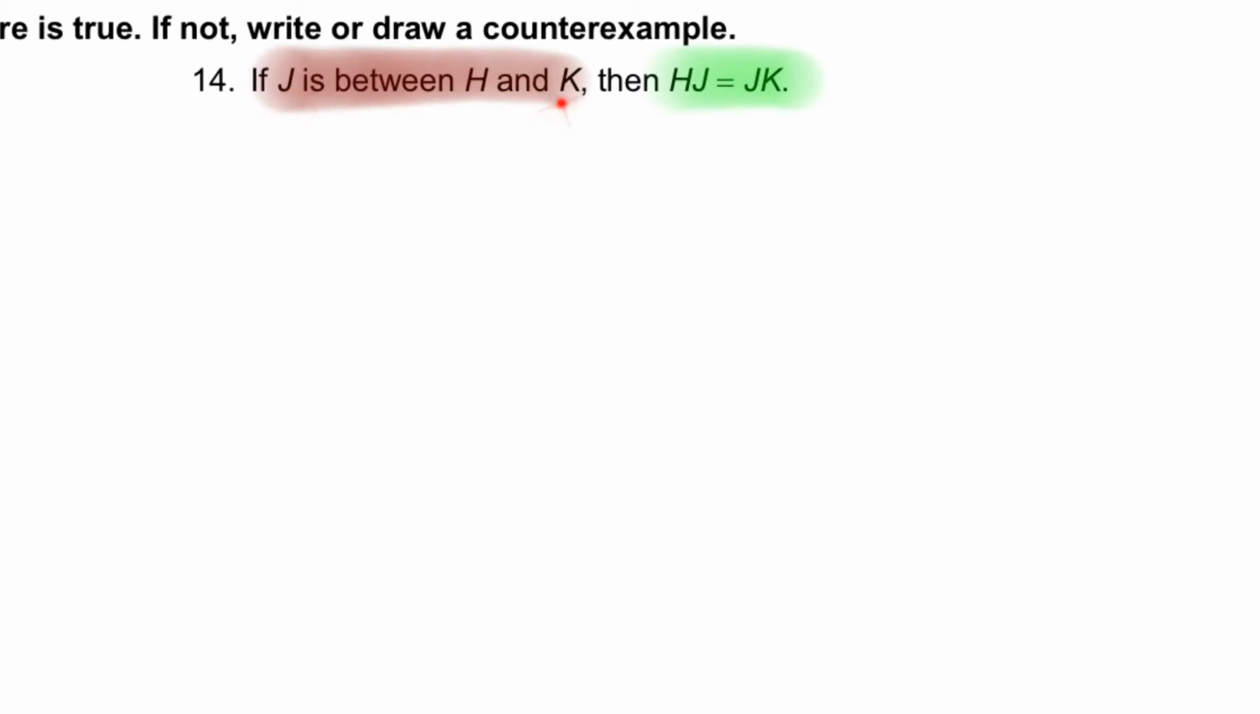First thing I want you to note on this is that it says J is between H and K. So if it's between, they're definitely collinear. All 3 points are on the same line. And it could look something like this. So I've drawn you a picture here. And have I satisfied the if part of this, the red part? Certainly, J is between H and K. And it looks like the distance from H to J is equal to the distance from J to K.